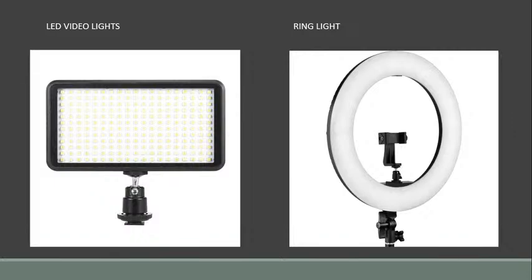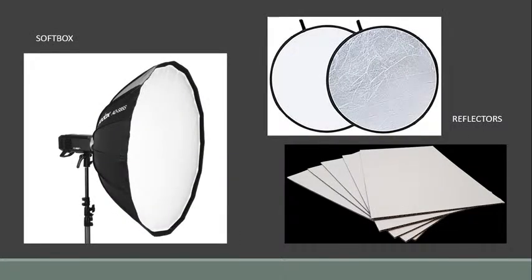If you don't have a flash, you can use LED video lights or a ring light to give a similar effect. And to get the light diffused, because it's too much power and it acts as harsh sunlight, you have to use a softbox such as this to diffuse the light on the model, otherwise it will be too harsh. And you can use reflectors or white cardboards to reflect the light wherever there is a shadowy or dark region, to compensate for the incoming light.